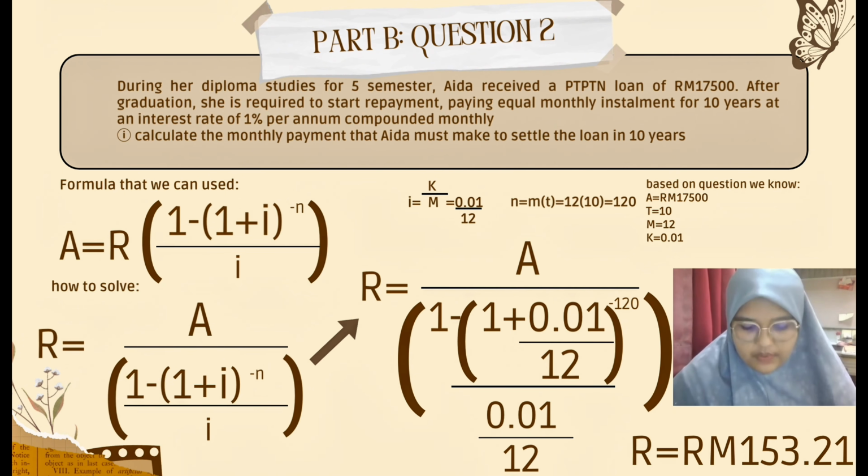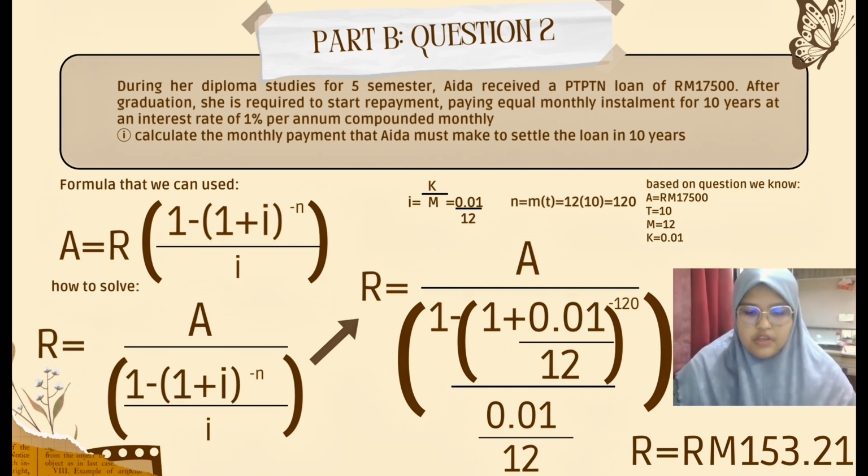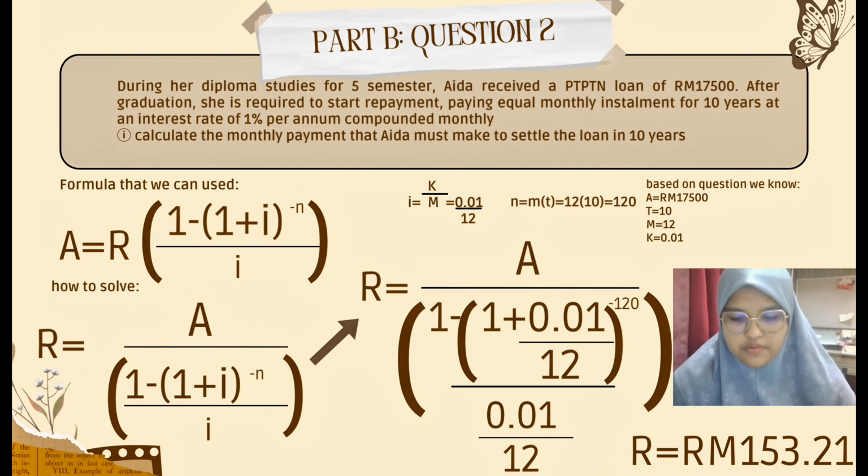Hello, so I'm going to explain part B for question 2. During her diploma studies for 5 semesters, Ida received a PTPTN loan of 70,500 ringgit. After graduation, she is required to start repayment, paying equal monthly installments for 10 years at an interest rate of 1% per annum, compounded monthly. Calculate the monthly payment that Ida must make to settle the loan in 10 years.